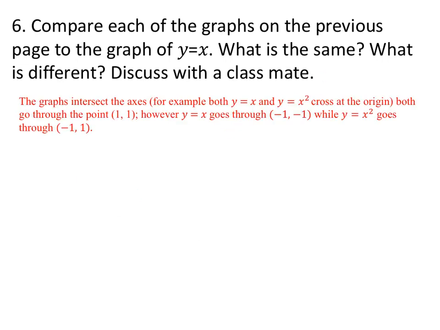And there may have been a lot of different answers for this, but here's some stuff that you may be kind of interested in. The graphs intersect the axes, both go through the point (1, 1). However, y equals x goes through the point (-1, -1), while y equals x squared goes through the point (-1, 1). And that's because we're squaring the x instead of saying that y is x. In fact, if we square it, we can never get negatives out of that square, because a negative multiplied by itself will give us a positive value.